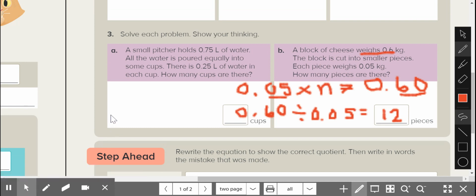In both cases, I feel like it helped me to see these problems as multiplication problems with an unknown factor rather than trying to solve for the quotient. I could do either, but it helped me to think what times 5 hundredths equals 60 hundredths.